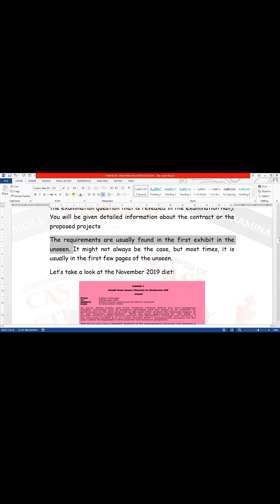So in case you have checked cover to cover and you have still not found where the requirement is, that's why I'm giving you this tip. You just say, okay, let me check the first few pages of my unseen, because it's most likely going to be there, right? So that's why I'm giving you these tips.